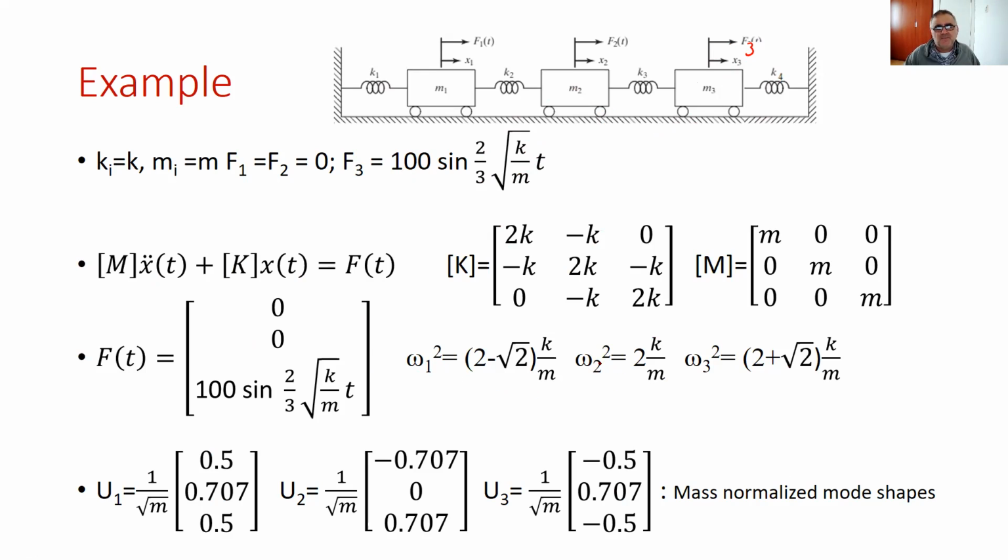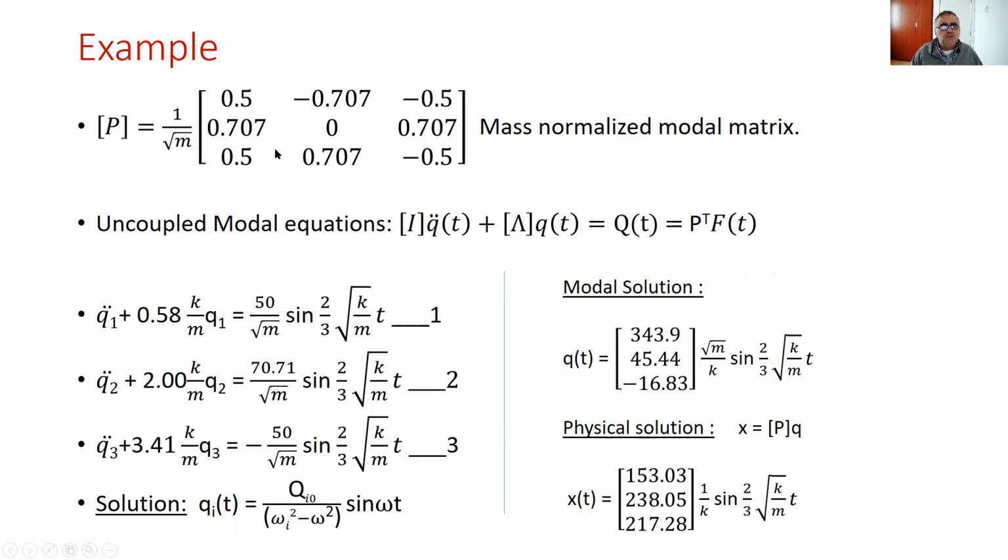We solved the eigenvalue problem already, in a previous example. The mode shapes are mass normalized. We have multiplied them by 1 over root m; since all the masses are the same, you just multiply by 1 over root m to mass normalize the mode shapes. So the modal matrix P is just stacking the eigenvectors, the mode shapes, together like this, and multiplying by 1 over root m.